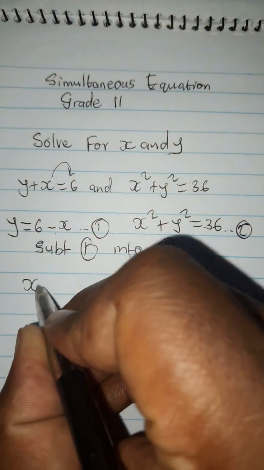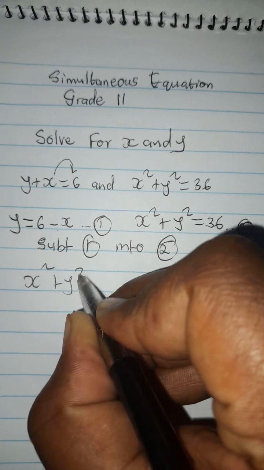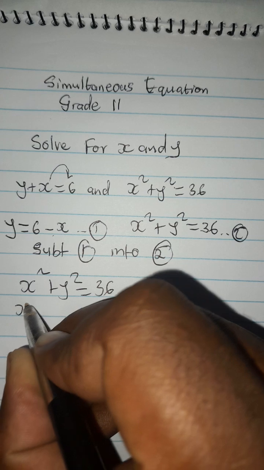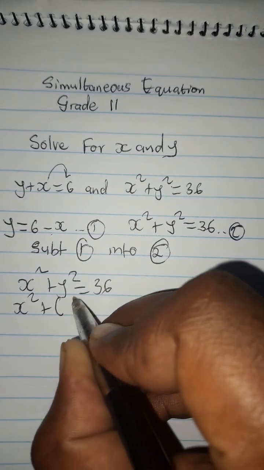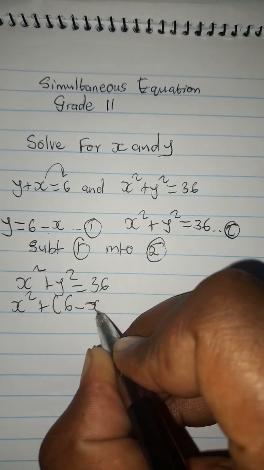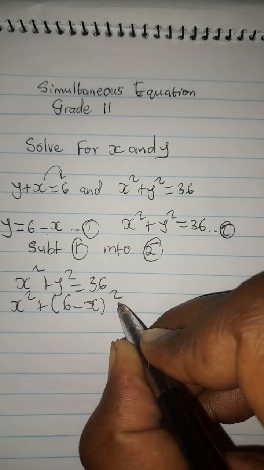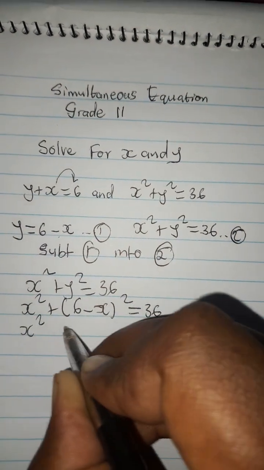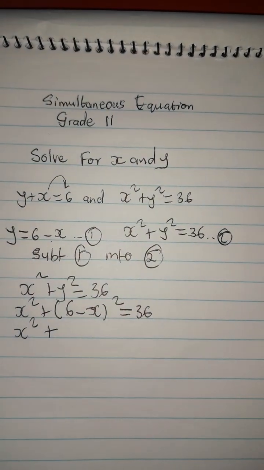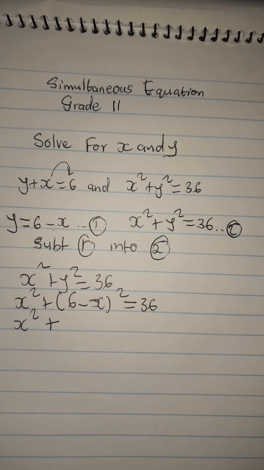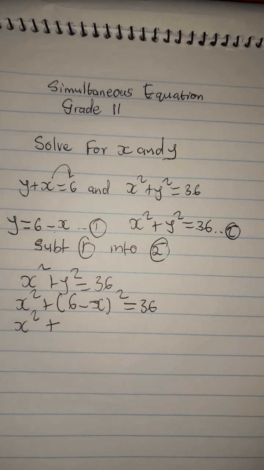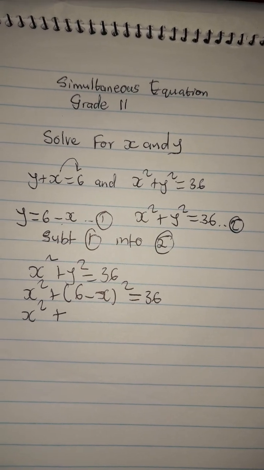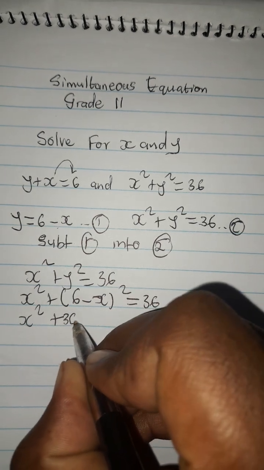Then we have x squared plus y squared equals 36. Where I see y, I'll replace it by 6 minus x, which gives x squared plus (6 minus x) squared equals 36. My second step in this case will be to work out the bracket. If you square, 6 times 6 is 36, so you're going to have 36 here.